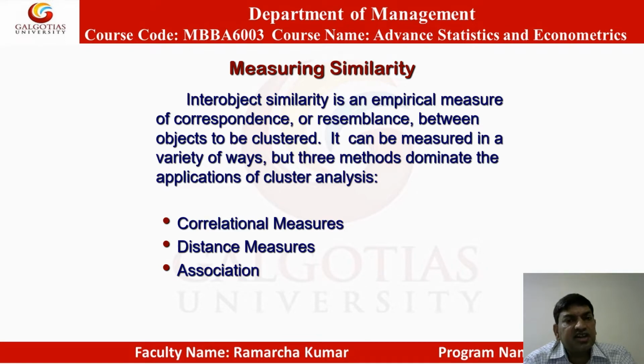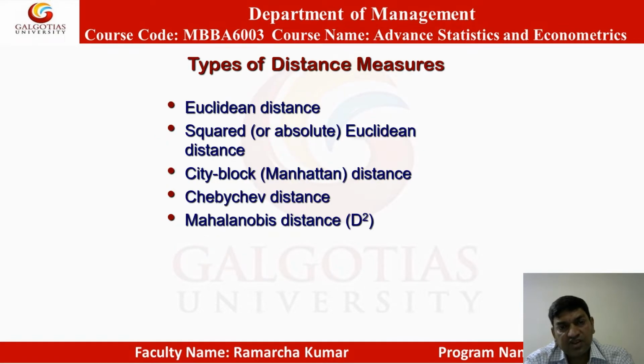Measuring similarity. Inter-object similarity is an empirical measure of correspondence or resemblance between objects to be clustered. It can be measured in a variety of ways, but three methods dominate the application of cluster analysis: correlational measures, distance measures, and association. Types of distance measures: first is the Euclidean distance measure, which is most widely used. Second is squared or absolute Euclidean distance. Then city block or Manhattan distance, Chebyshev's distance, and Mahalanobis distance, D squared.